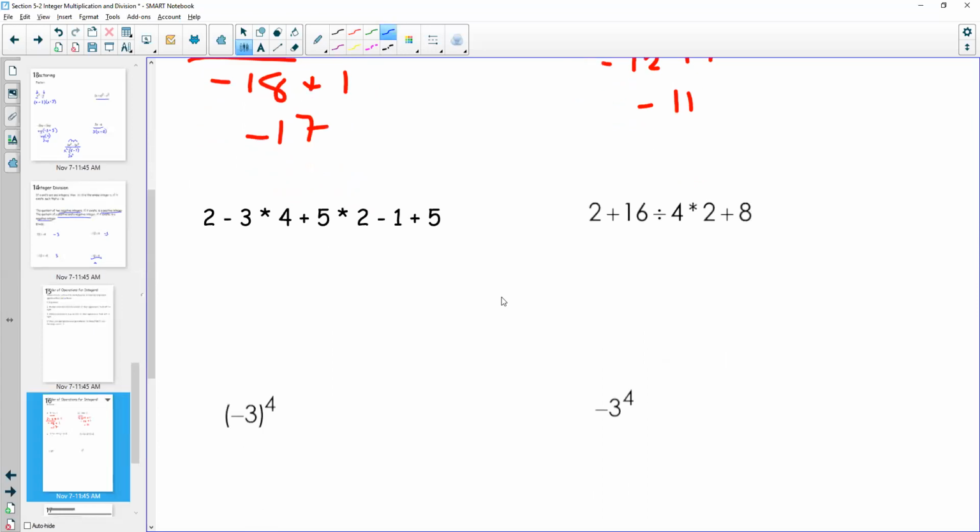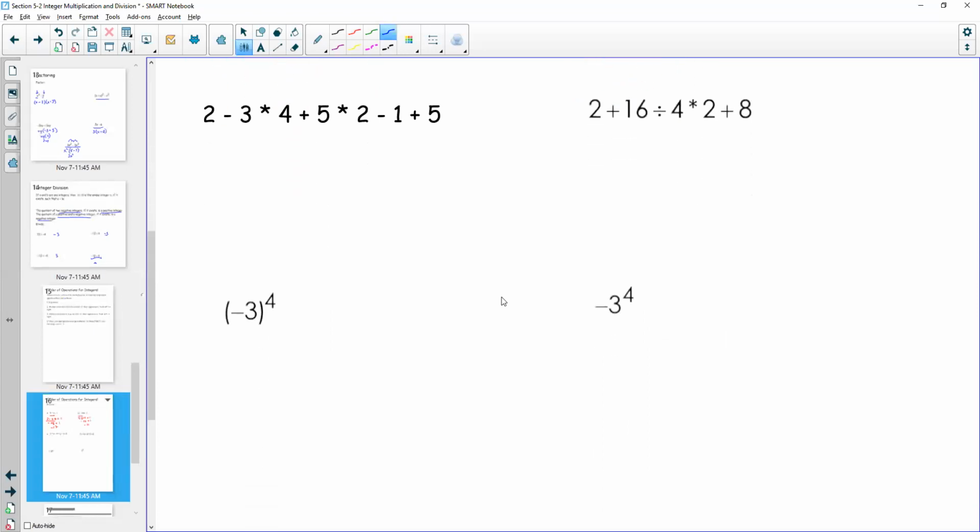All right, more complicated. Ooh, and there's more at the bottom. So if you haven't done these, take a second. Well, we'll talk about them. All right, the next one, what did you do first? Well, I'm going to do that, and then I'm going to do the other multiplication. 2 minus -3 times 4 gives me -12. Plus 5 times 2 is 10.